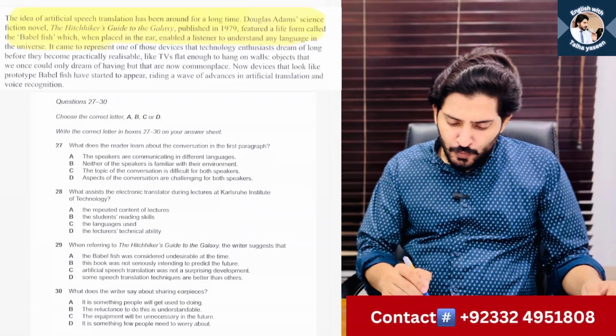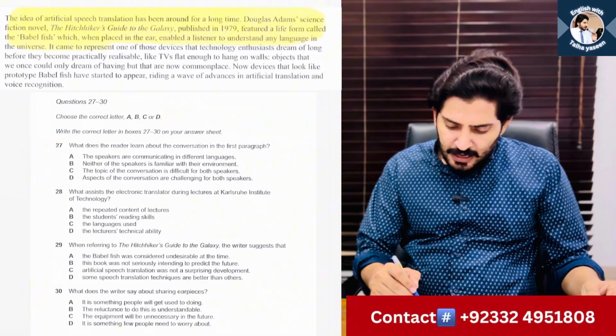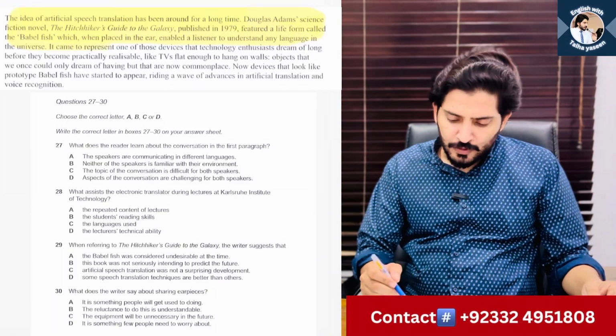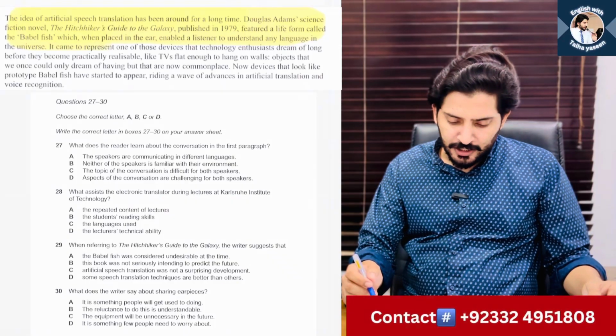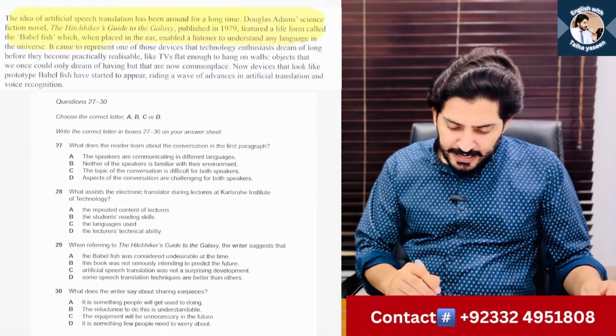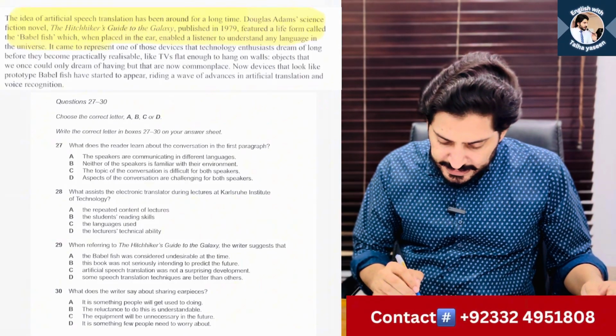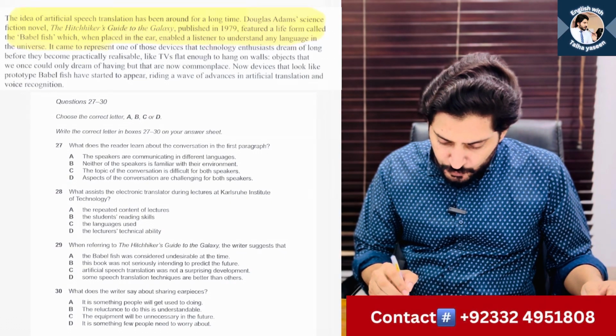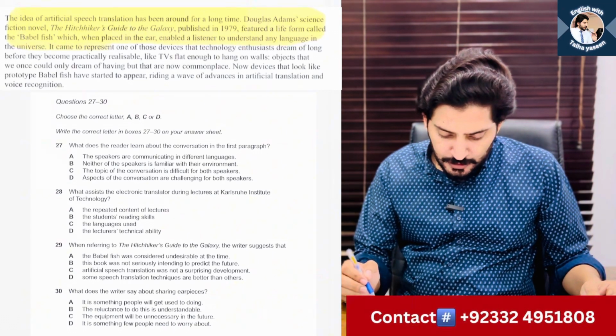A. The Babel fish was considered undesirable at that time. No, he doesn't mention anything regarding undesirable. B. This book was not seriously intending to predict the future. There is no mention of future.